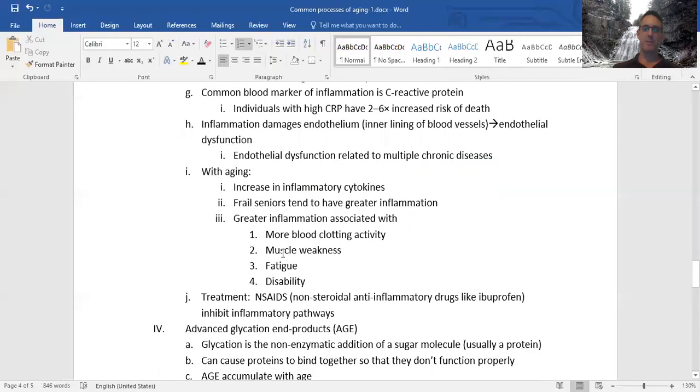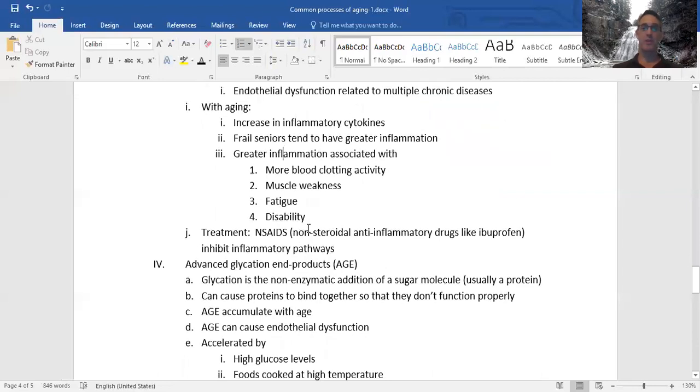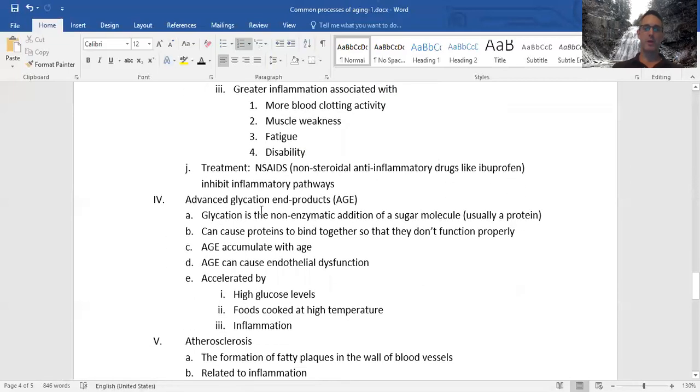Why is this inflammation bad? I mean, other than it's associated with things, well, it's associated with more blood clotting activity, muscle weakness, fatigue, disability. So it's not something that we want, and it's something that should be treated. In general, inflammation is treated with NSAIDs like ibuprofen because they inhibit the inflammatory pathways. However, if an older individual does not know that they have this chronic low-level inflammation, and it's not something they check regularly at the doctor's office, they wouldn't know. And so they probably would not be taking anything.